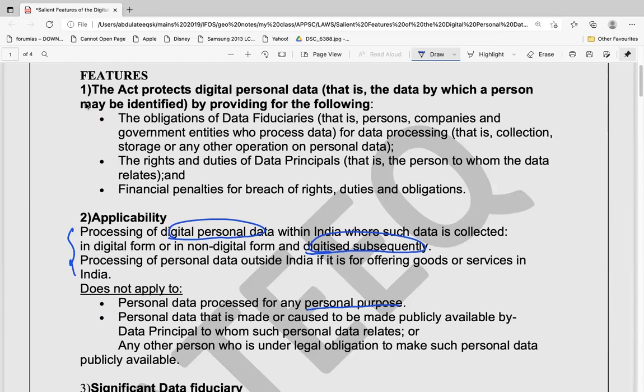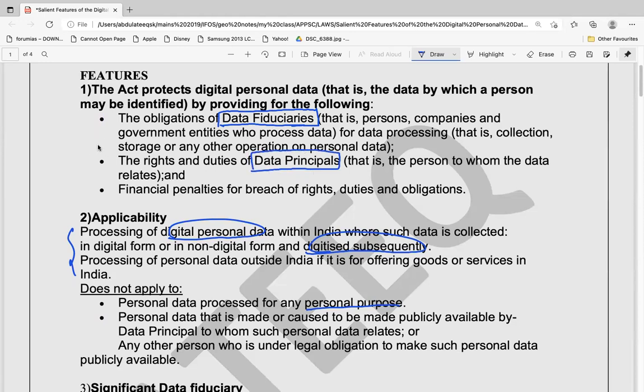Now, before getting into the various features, let's understand what a data fiduciary is. A data fiduciary means those who are collecting, storing and processing your data. Like Amazon, Flipkart, these guys are utilizing your data, storing your data, processing the data. And you are the person who is giving the data and you are called the data principal.